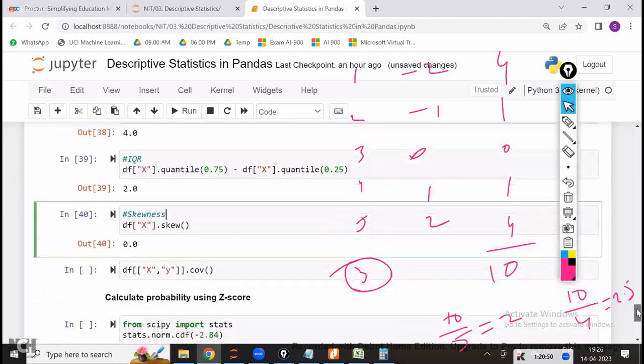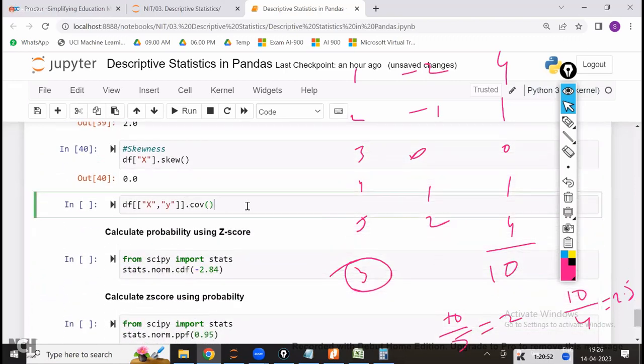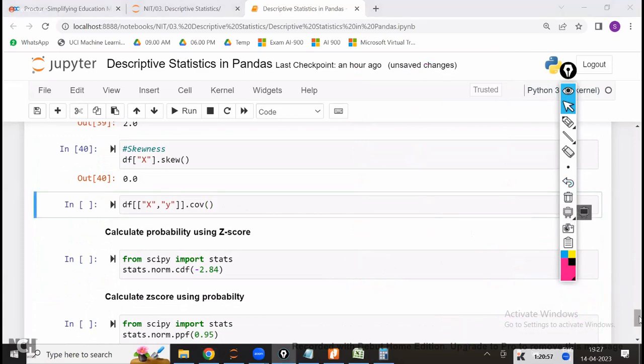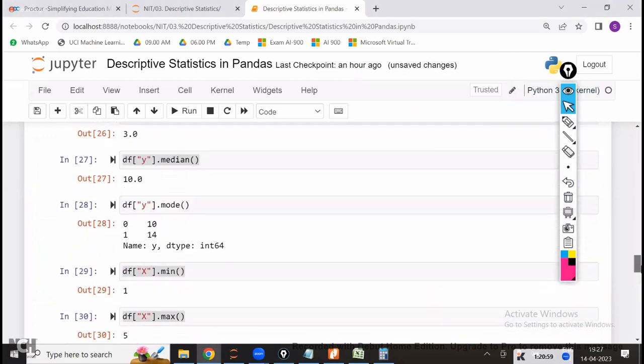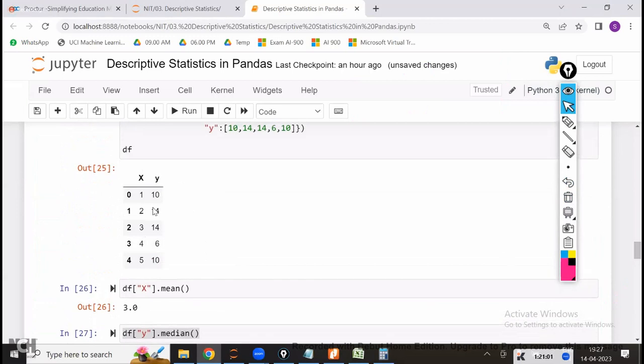Next, if you want to calculate the covariance. Now, what is the covariance? How to calculate the covariance? Covariance is nothing but, for both of them, that is X1. Just calculate the covariance of this one.